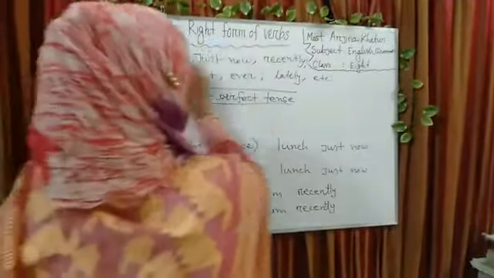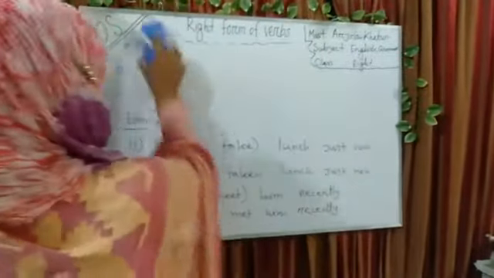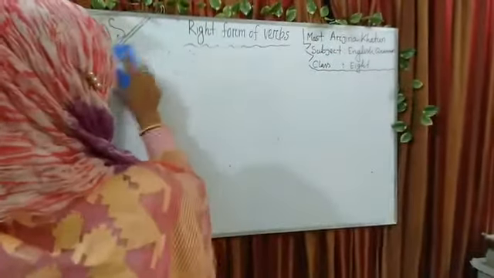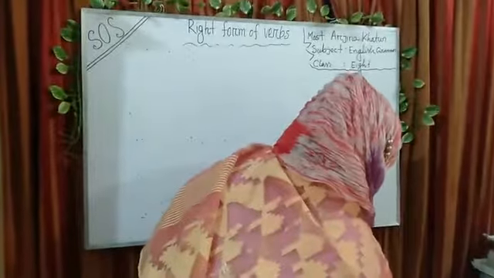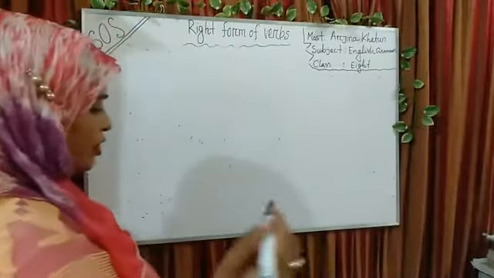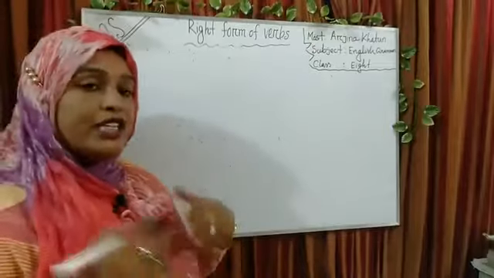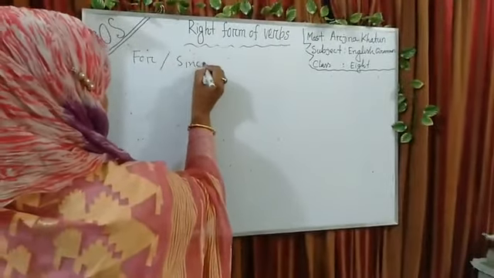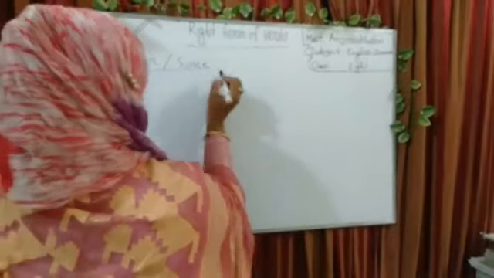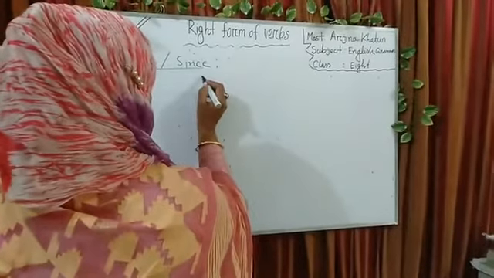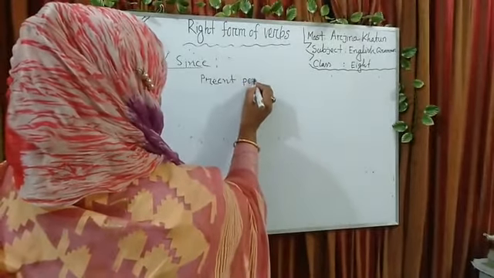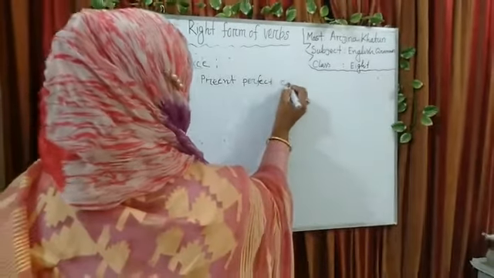Okay, dear learners. The next rule is very important. My dear learners, duration: for or since, the time duration, for or since, mentioned in the present perfect continuous tense.